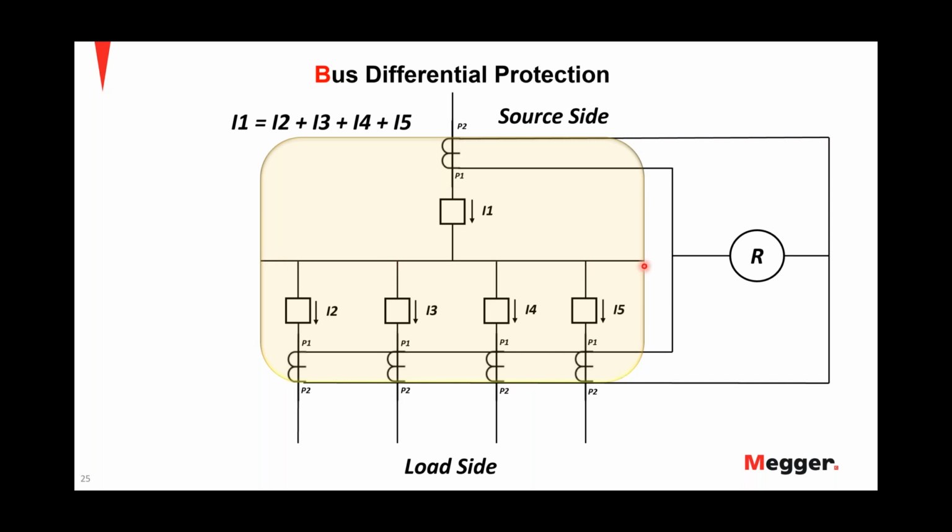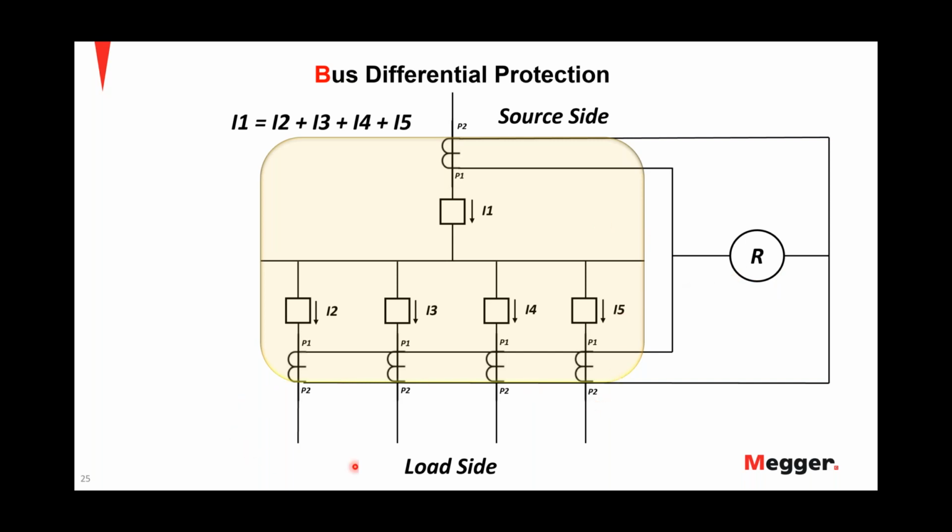Let's consider this bus as a node. So any difference between the source side and the load side, there is a current difference, and when that current difference is above the threshold setting in the relay here, then there is a fault present inside the zone of protection.